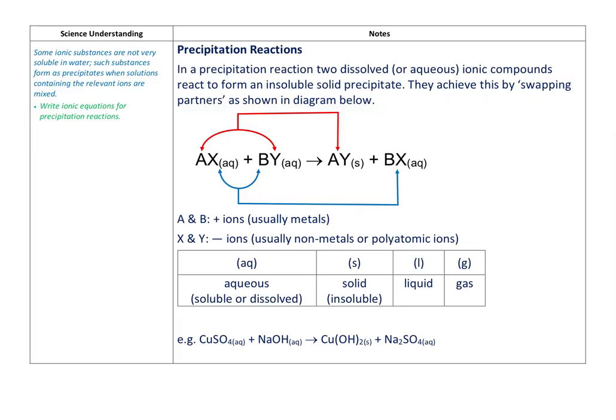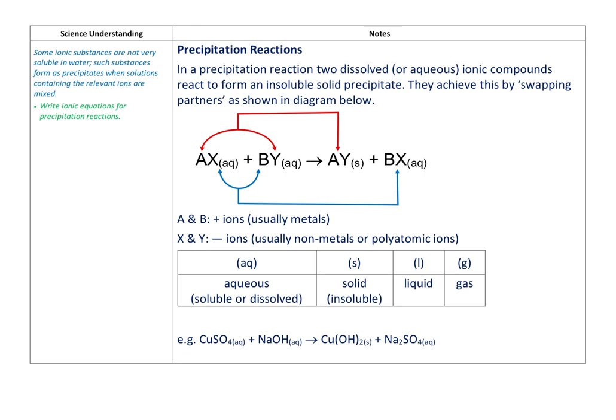Okay, so what's our learning intention? What's our success criteria here? Particularly, I think we'll focus on our success criteria: write ionic equations for precipitation reactions. So there's a few things going on here, and we're going to get to the ionic equations, but there's a number of steps we need to understand before we get there.